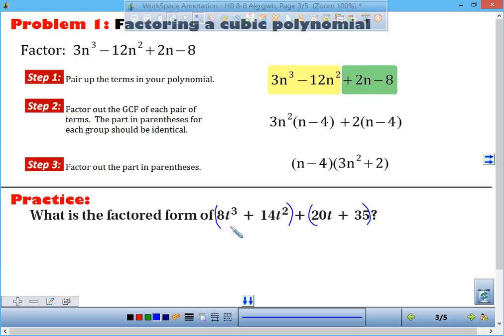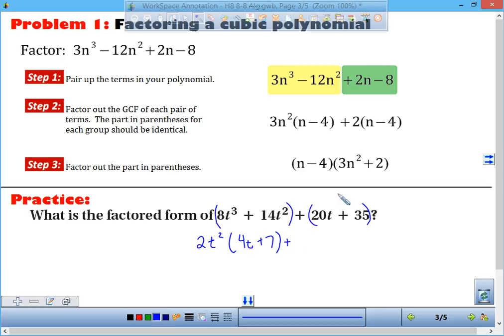Now after I've grouped them together, I find the GCF of the first 2 terms. So GCF of 8 and 14 is going to be 2. And then GCF of t cubed and t squared would be t squared. Now what I have left would be 4t. If I take this divided by 2t squared, 8 divided by 2 is 4, and t cubed divided by t squared is t, plus 14 divided by 2 is 7, and t squared divided by t squared is 1. They just cancel each other out.